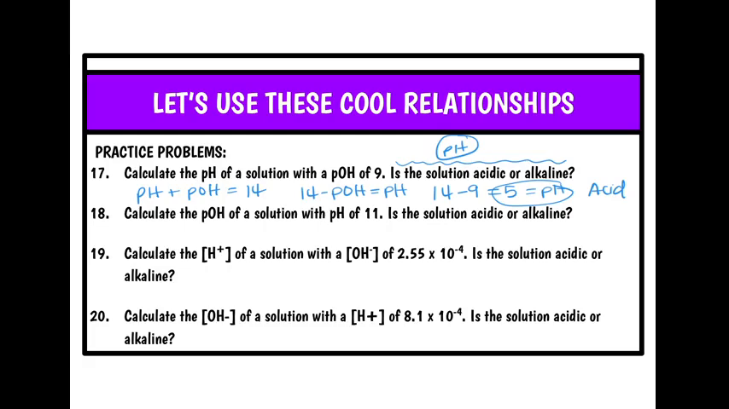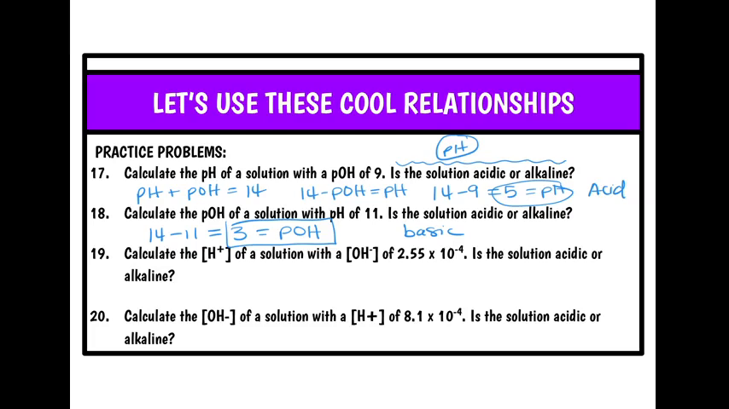Now you go ahead, pause the video, and knock out number 18 here. So hopefully what you did here is you took your 14, you minus your pH, and you were able to figure out that you have a pOH of 3. Now again, it's asking if it's acidic or basic. So again, remember we actually need to look at the pH. So we're not looking at this value, we're going to come back and use this value. So a pH of 11 would be, you guessed it, a basic or an alkaline solution.